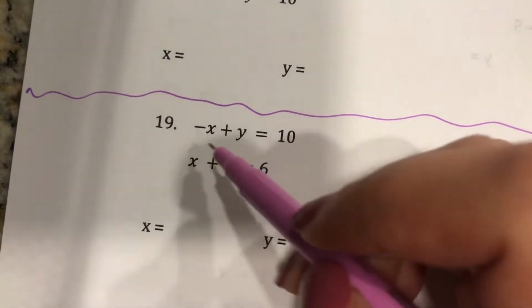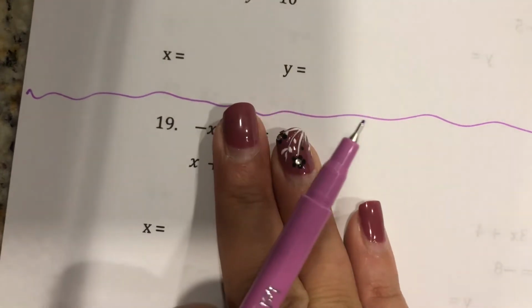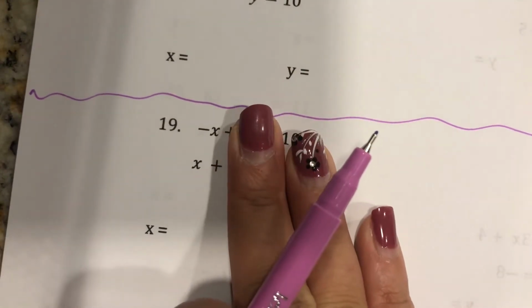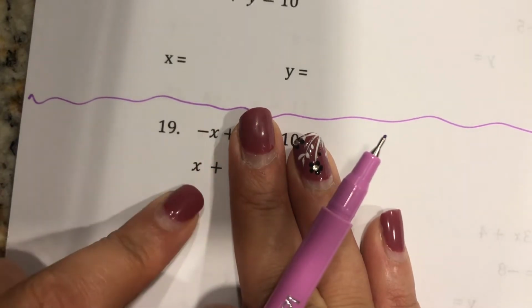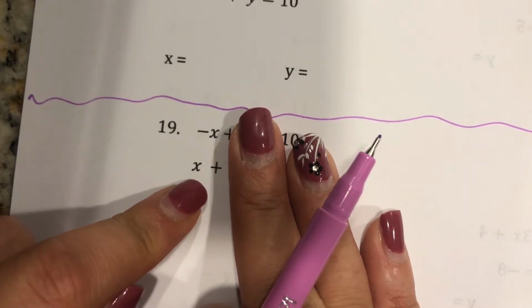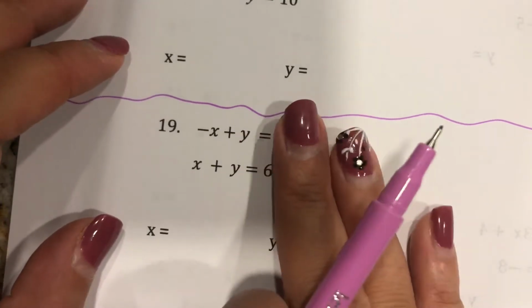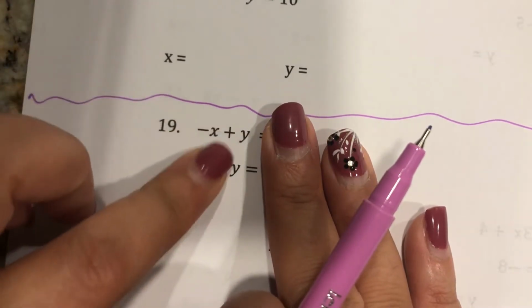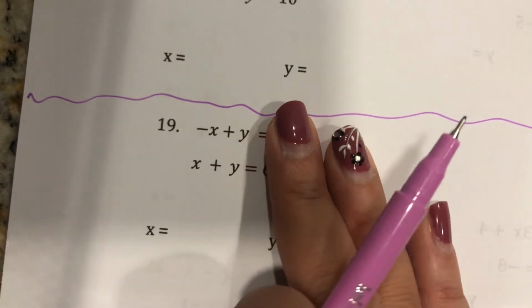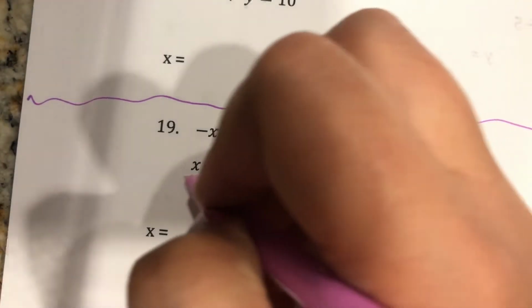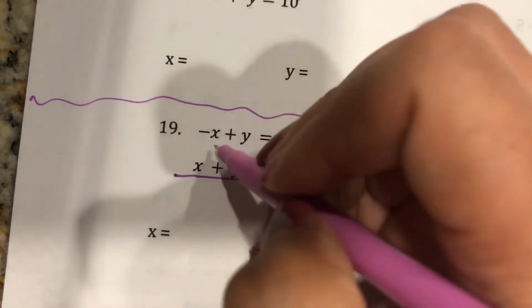So here we go. Option one is looking at our x's. I have a negative x and I have a positive x. That already cancels each other out, so that's probably the option I'm going to go with. If I look at my y's, it does not do that. I would have to multiply either the top or the bottom by a -1, so I don't want to do that. So we are going to look at our x's.